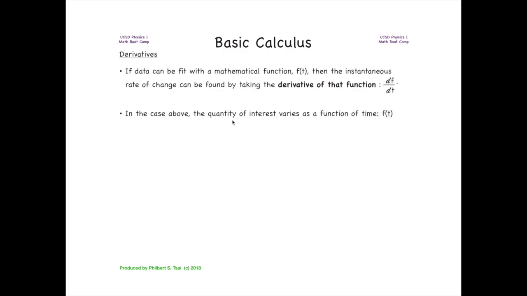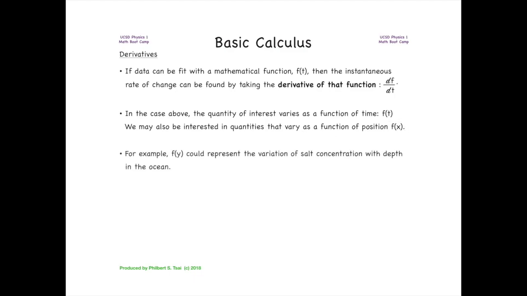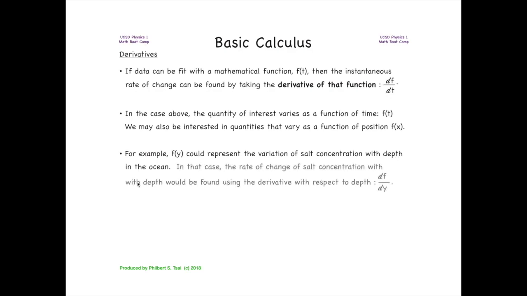Now, in the case we just discussed, the quantity of interest varies as a function of time. That was the tumor volume growing. But we may also be interested in quantities that vary as a function of position, which would be written as f of x. For example, f of y could represent the variation of the salt concentration in seawater as a function of depth in the ocean. In that case, the rate of change of salt concentration with depth would be found by taking the derivative of that function with respect to y.